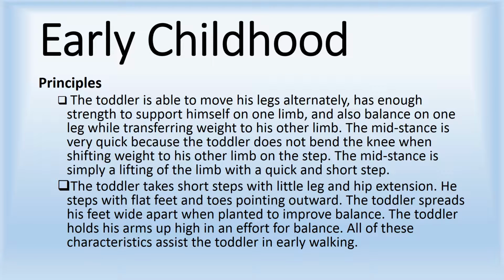He or she steps with a flat foot and toes pointing outward. The toddler spreads his feet wide apart when planted to improve its balance. Typically, the toddler holds his arms up high in an effort for balance. All of these characteristics assist the toddler with early walking.